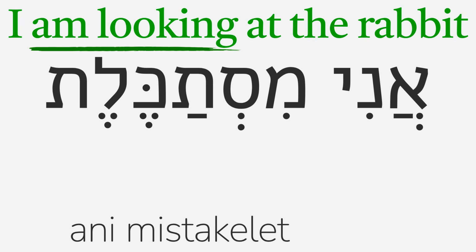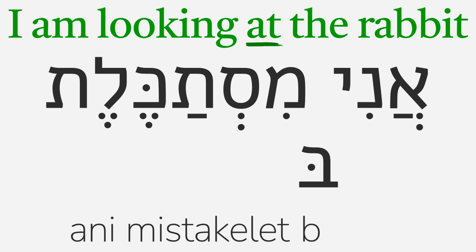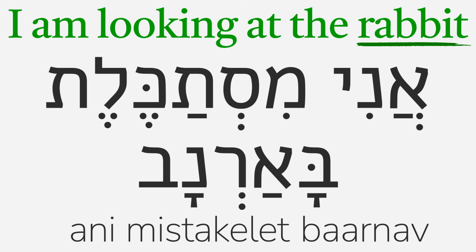As the English verb look uses a preposition, at, the Hebrew verb lahistakel uses the preposition ba before its object, the rabbit. The will be a kamatz under ba, and rabbit is arnav. That makes Ani mistakelet ba'arnav. I am looking at the rabbit. Ani mistakelet ba'arnav.